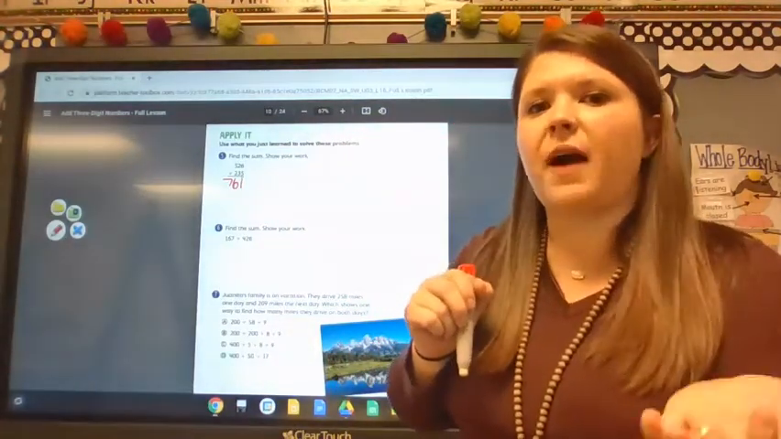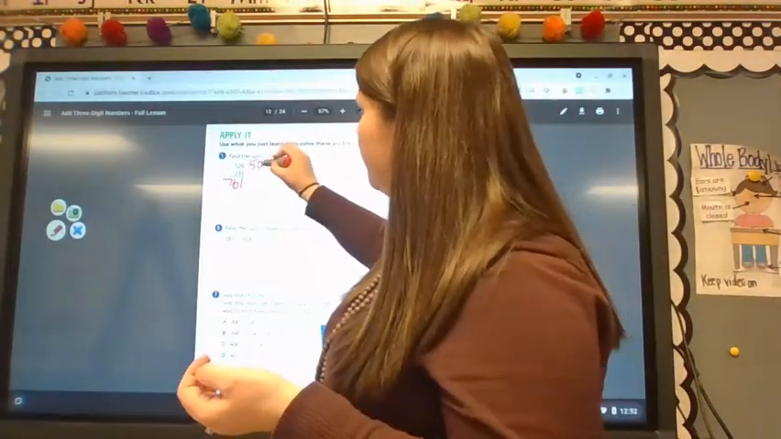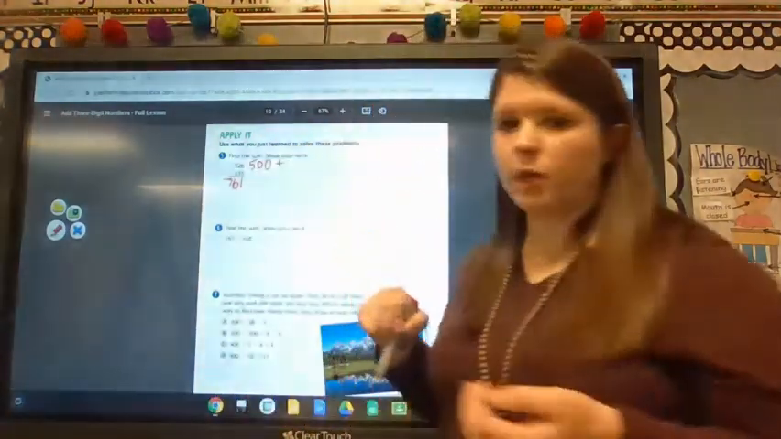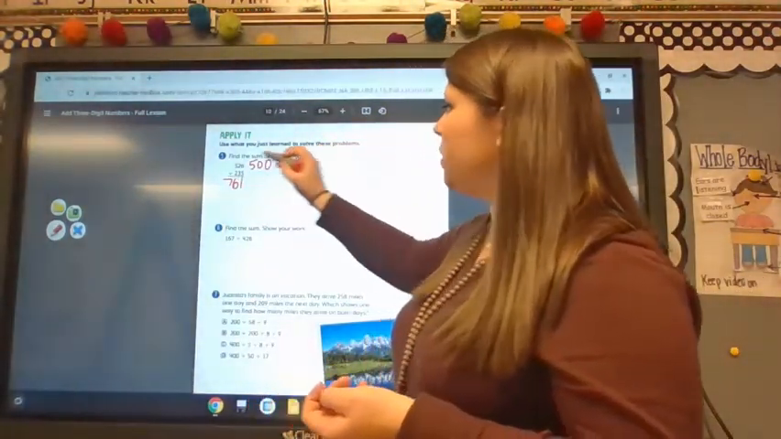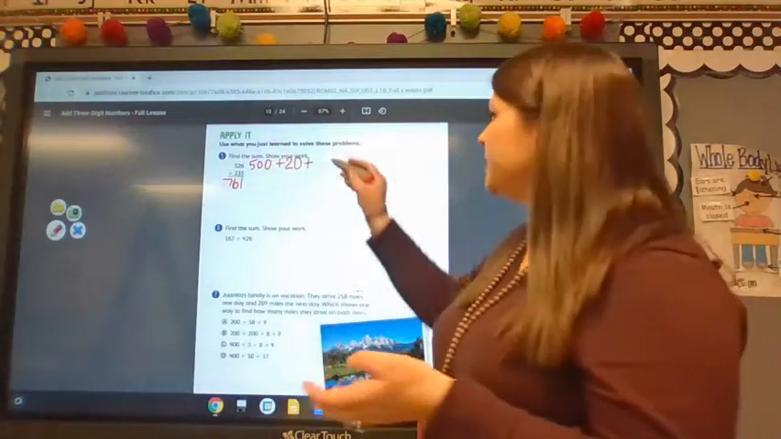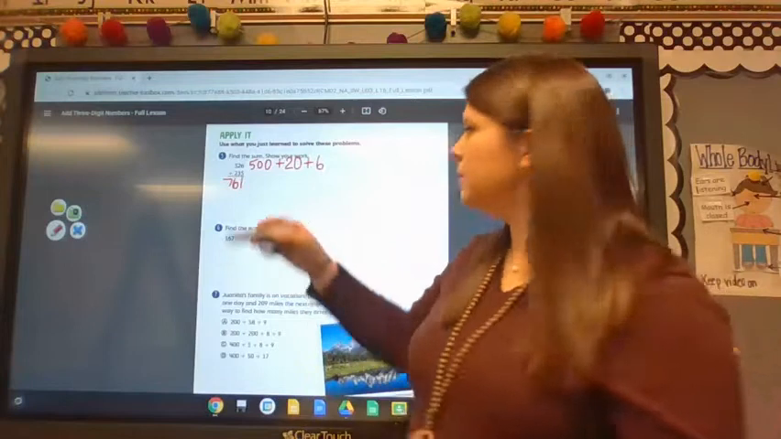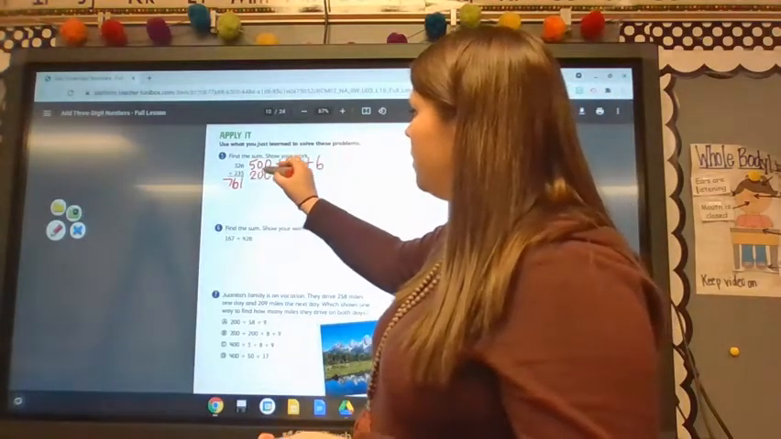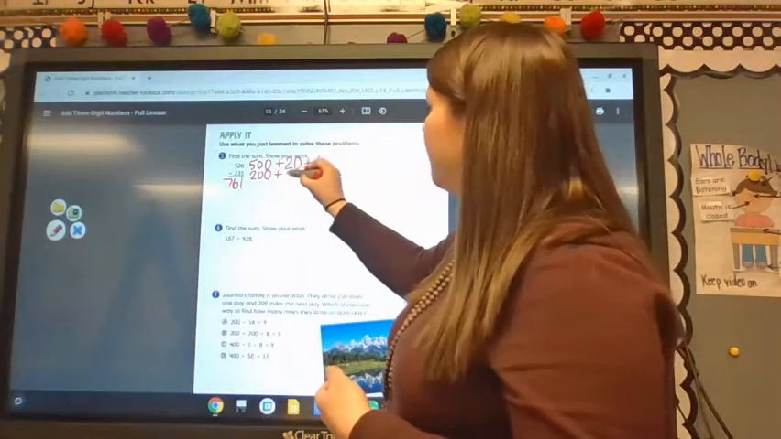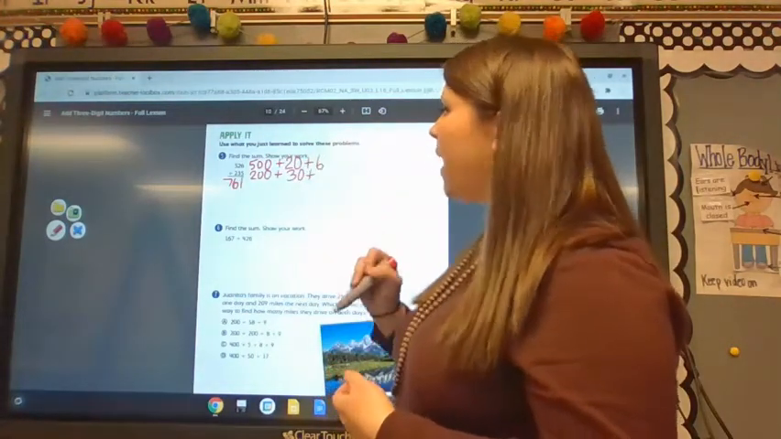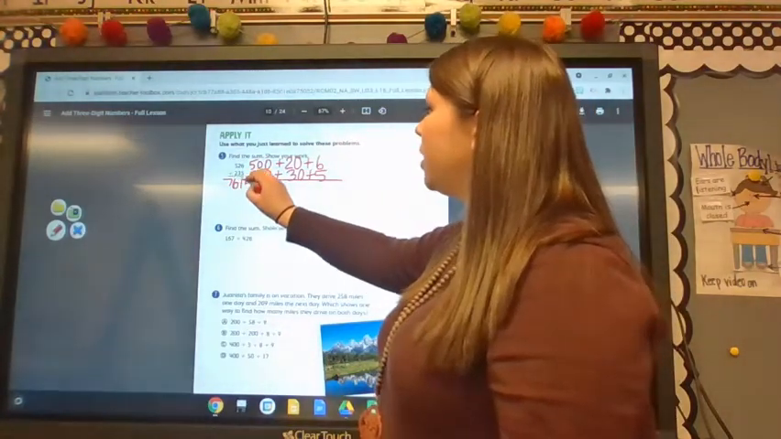What's the value of 500? 500. What's the value of 2 tens? 20. What's the value of 6 ones? 6. All right, what's the value of 2 hundreds? 200. What's the value of 3 tens? 30. What's the value of 5 ones? 5. Now we can add that together.